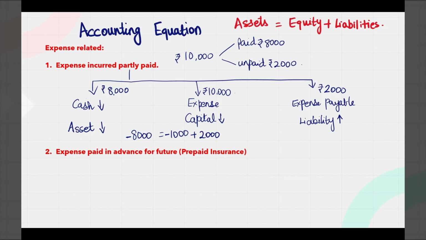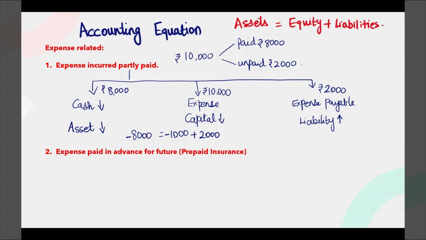And there is an unpaid portion which is 2000. What is this 2000? It is expense payable, it is a liability, so there is an increase in the liability. So when I substitute these values in the accounting equation, that is assets equals equity plus liability, on the asset side, we see that cash has reduced, that means we have paid cash, right? So it is minus 8000, whereas on the other side it is minus 10000 plus 2000. Net is once again minus 8000. So you see that on the left hand side and right hand side there is only minus 8000. Correct. I hope this is clear.